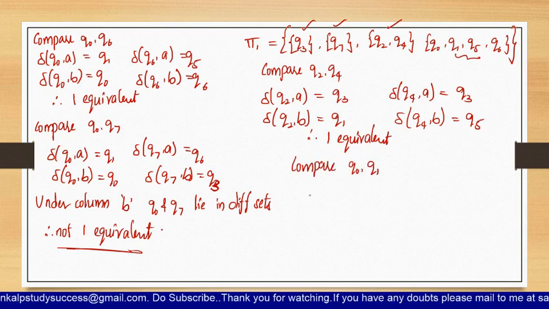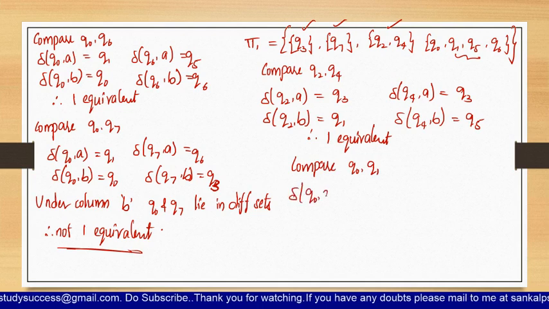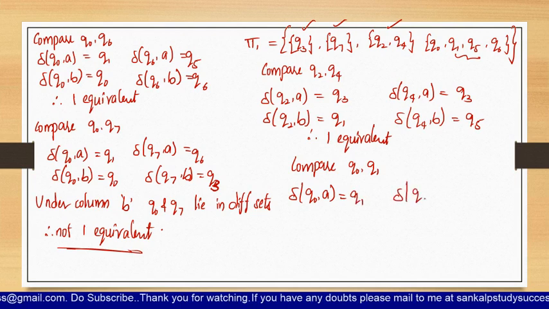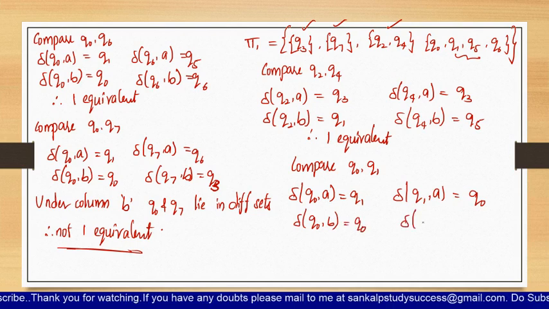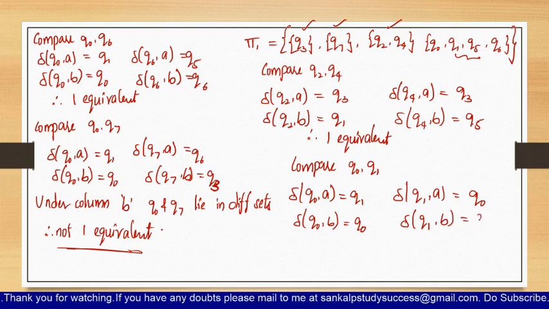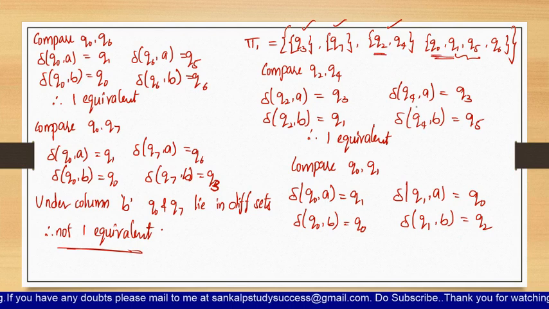Compare Q0 with Q1. Transition function of Q0 comma A is equal to Q1 and transition function of Q1 comma A belongs to Q0. Now transition function of Q0 comma B belongs to Q0 and transition function of Q1 comma B belongs to Q2. If you see here, Q1 and Q0 belong to the same set, so no problem. But Q0 and Q2 are in another set, so under column B they are not two equivalent. So this is not one equivalent, right?